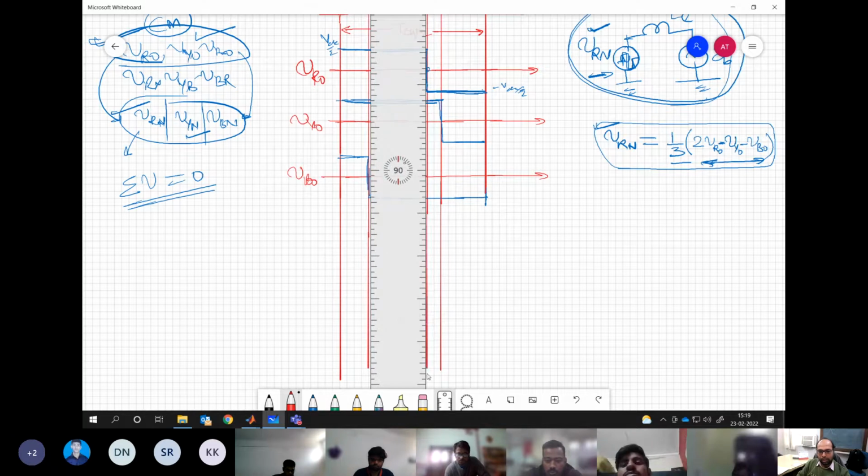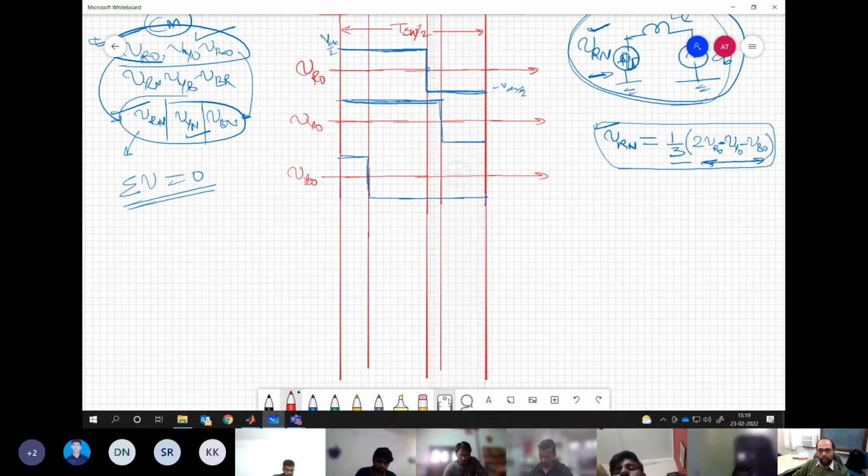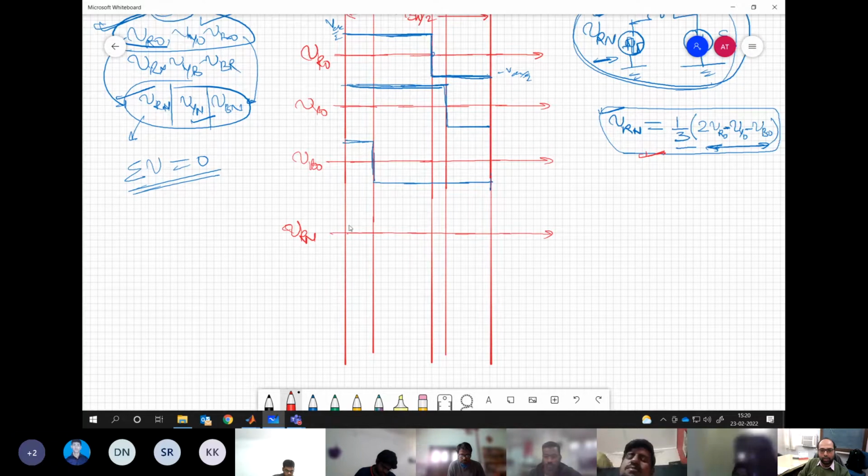These intervals are important because this is where the pole voltages are having transition. That's why these need to be drawn properly. If you make a mistake, then something incorrect will come out in the analysis. So let's say here I am trying to draw my VRN, the line to neutral voltage. According to this, 2 VRO minus VYO minus VBO, what will be the value in this interval? Say this interval is T1, then this is T2, this is T3, and this is T4. What is the value during T1?